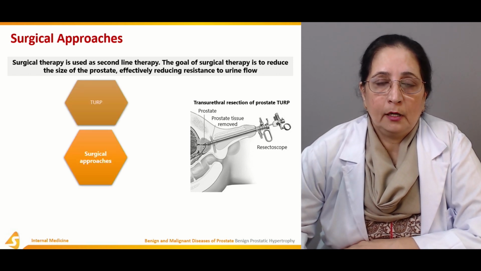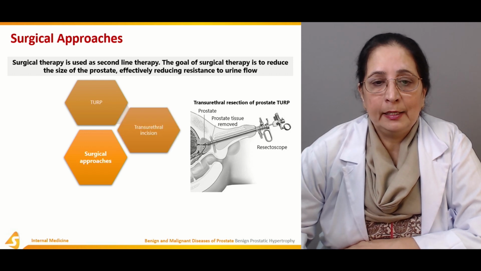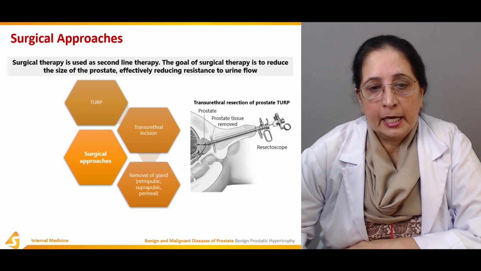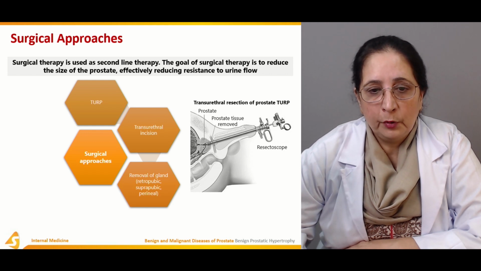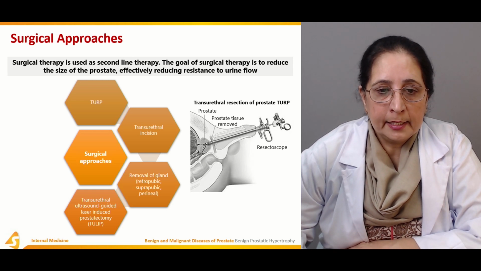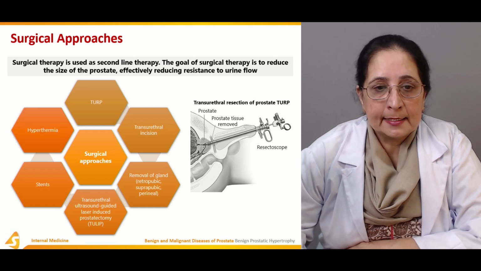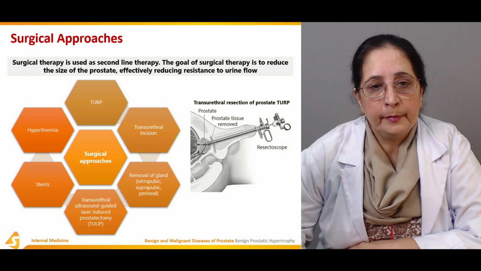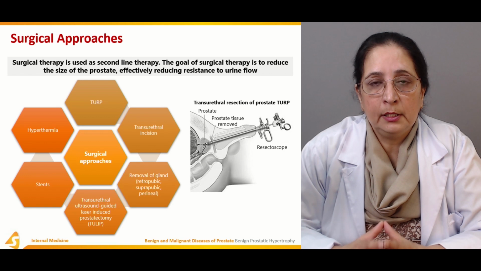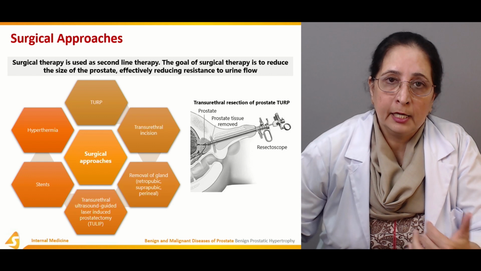Surgical approaches are transurethral resection, transurethral incision, removal of gland, which can be retropubic, suprapubic or perineal, transurethral ultrasound-guided laser-induced prostatectomy, stents and hyperthermia. So all these are different treatment options for the surgical approaches for the patient with benign prostate hypertrophy.